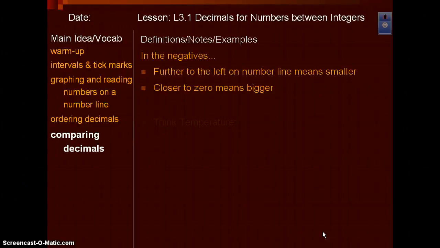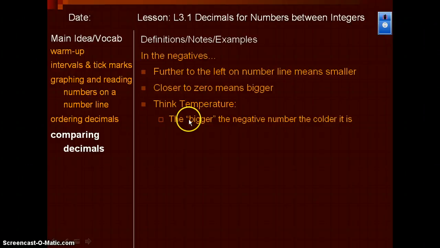Our last step is here to compare decimals, find out which is the largest. We want to be very careful with negative numbers. It often helps to think of temperature. If it seems colder, it is a smaller number. Closer to 0 in the negatives means it is a bigger number, and further to the left on the number line means a smaller number.